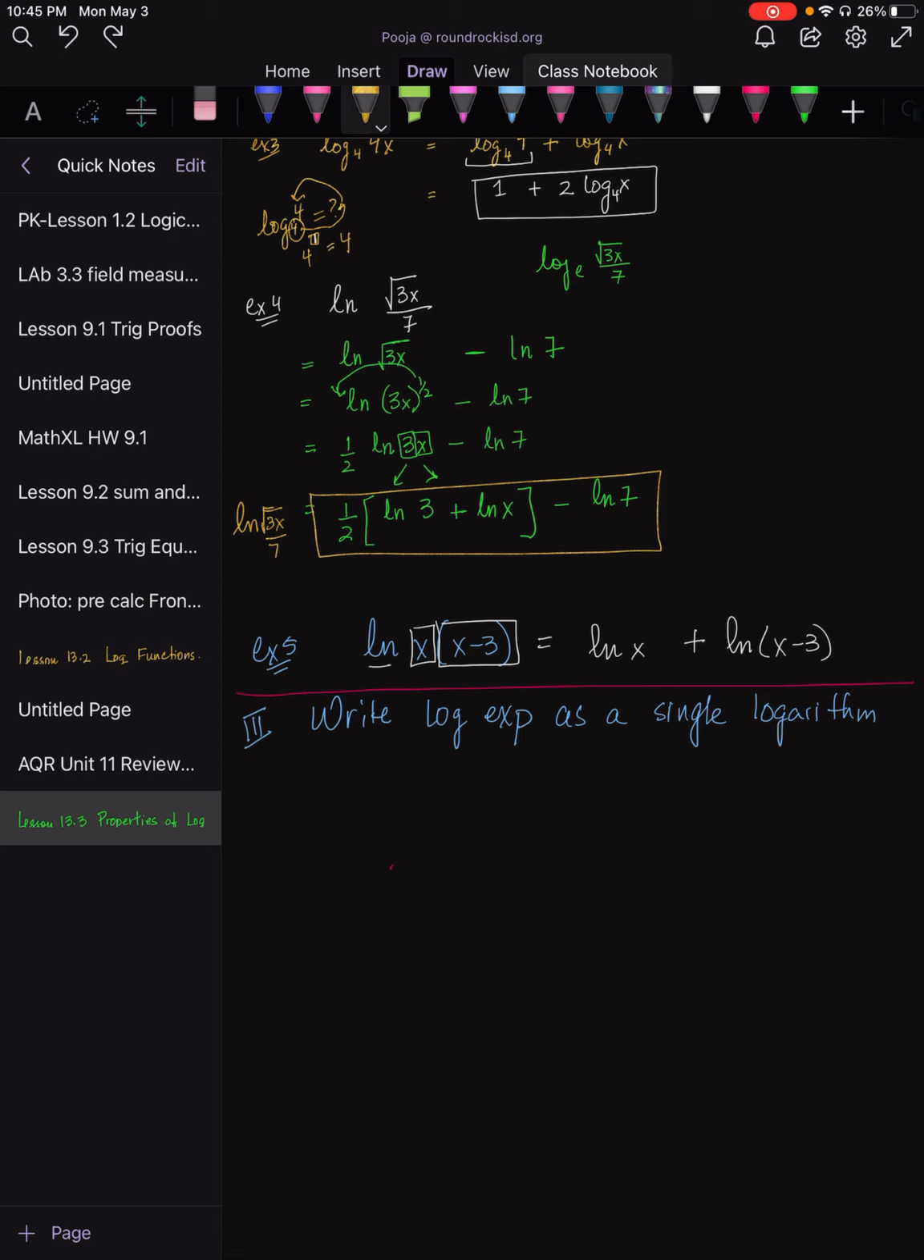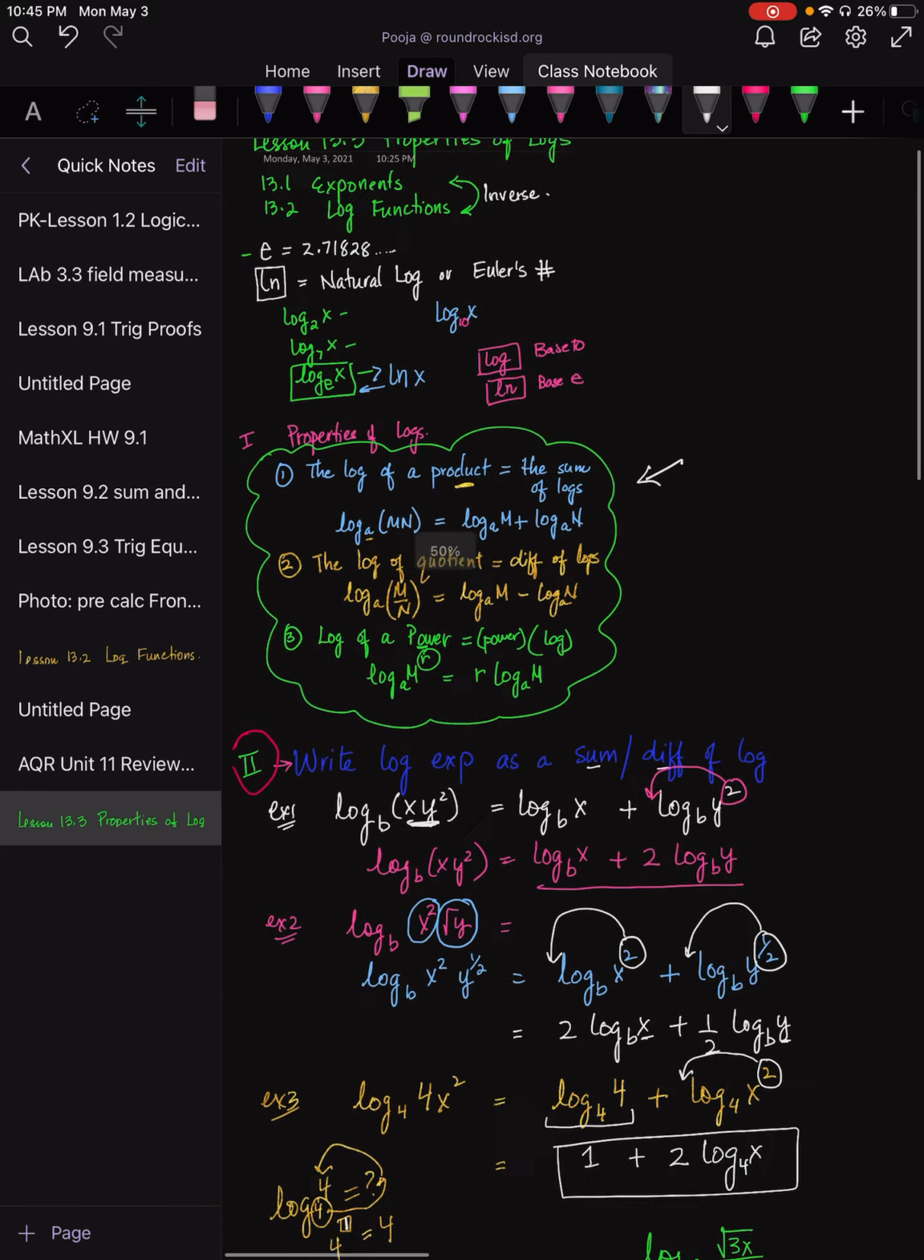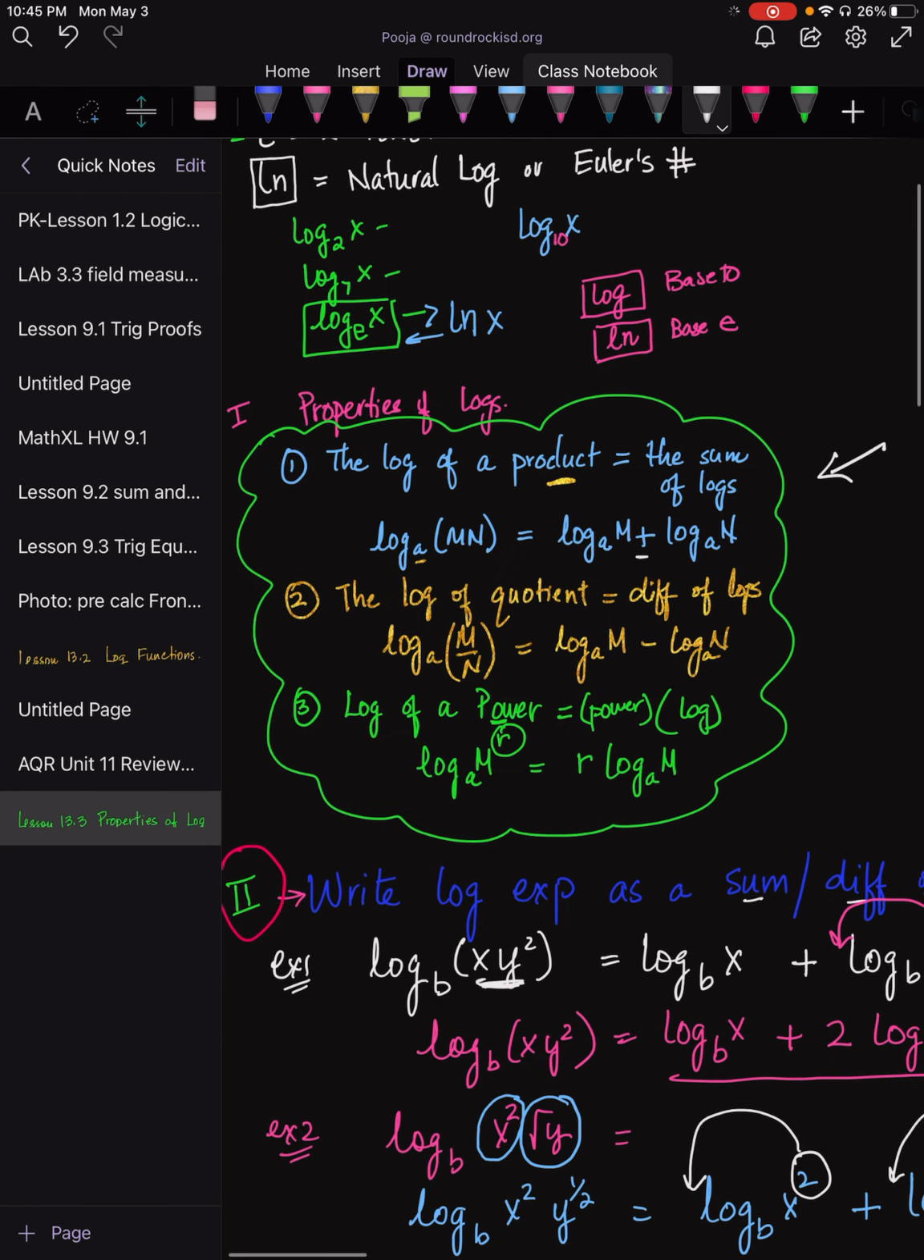Let's start with example 1. I have 2 natural log 8 plus 5 natural log of x, and I have to combine it into a single expression. Now how do I combine? I see that this is addition, right? If you look at the 3 properties again, if you see addition, this can be combined as the log of the product, backwards.